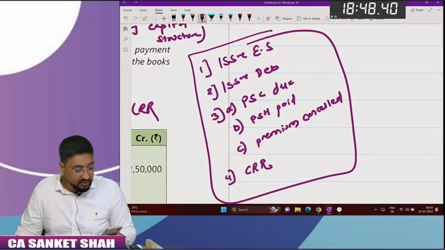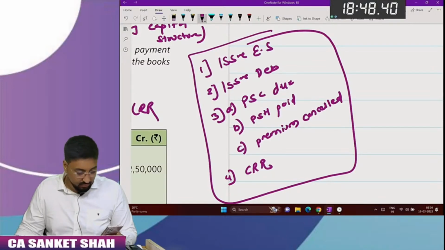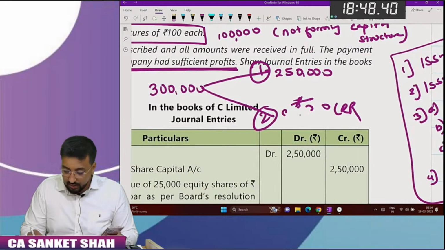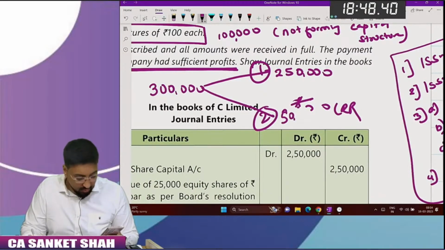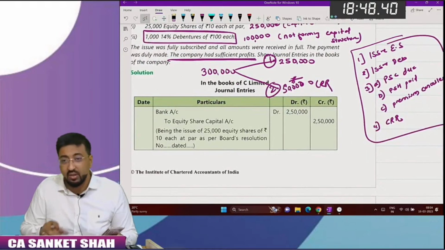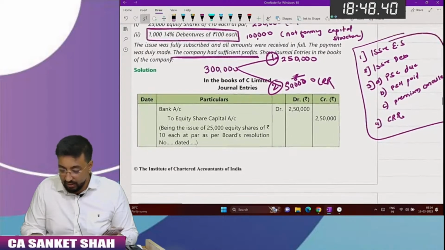Saeed, I will tell you all these entries. Don't worry. Suraj, I will get that done. Don't worry. How much CRR did I get? 50,000. CRR 50,000. Why did I write 8,000? I don't know why I wrote 8,000.